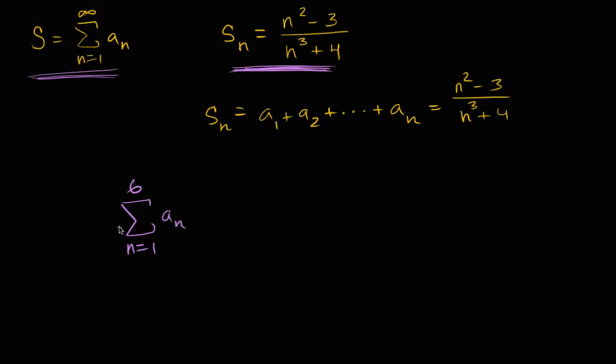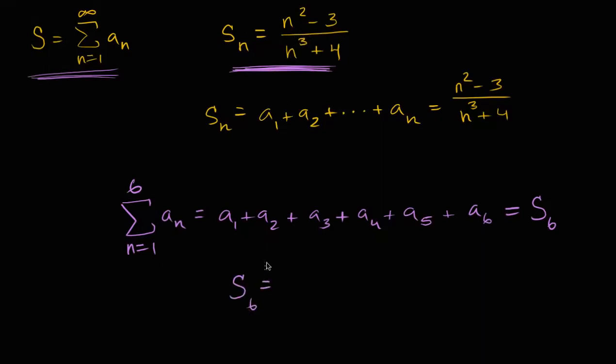And I encourage you to pause the video and try to figure it out. Well, this is going to be a sub 1 plus a sub 2 plus a sub 3 plus a sub 4. And when I say sub, that just means subscript, plus a sub 5 plus a sub 6. Well, that's just the same thing as the partial sum of the first 6 terms for our infinite series. It's just going to be the partial sum S sub 6. And we know how to algebraically evaluate what S sub 6 is. We can apply this formula that we were given.